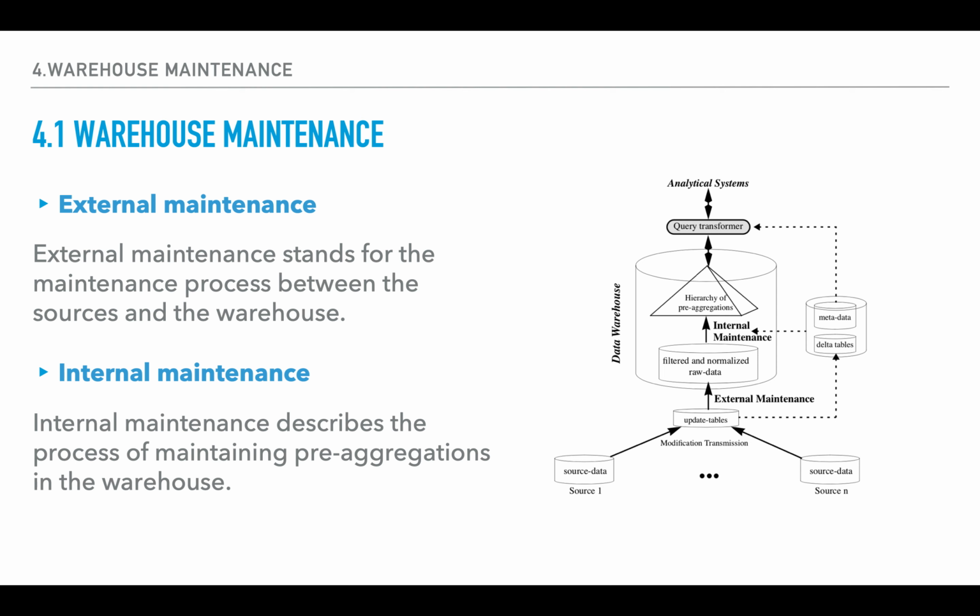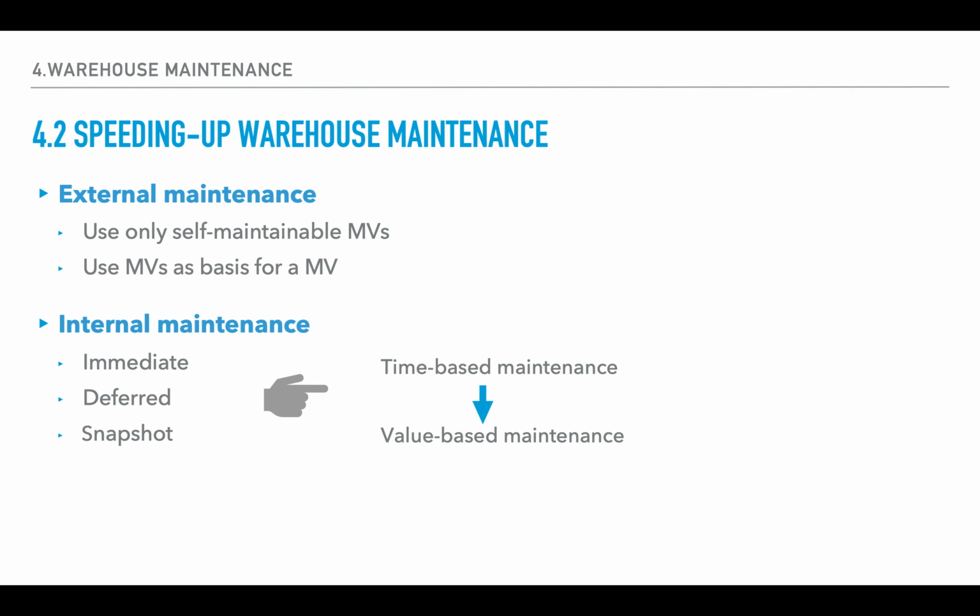This table includes the modifications to be applied to the respective views. Most important for speeding up warehouse maintenance is to use only self-maintainable MVs, because they avoid accessing the base relation for maintenance and avoid the distributed incremental view maintenance anomalies.